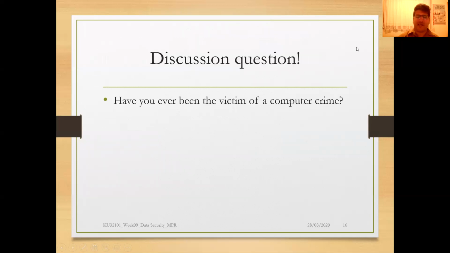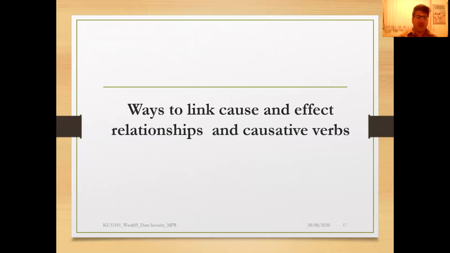This will be a discussion question in the practicum session. So I want you to think about an answer. Have you ever been the victim of a computer crime? So my uncle was the victim of a computer crime recently. It was a kind of phishing attack where a Facebook message was sent to him, and when he clicked on the link, it opened a virus. All right, now we're going to look at the grammar. Ways to link cause and effect relationships and causative verbs.